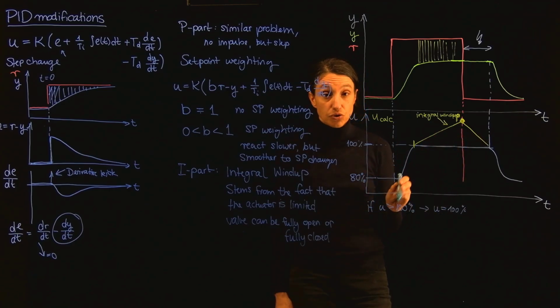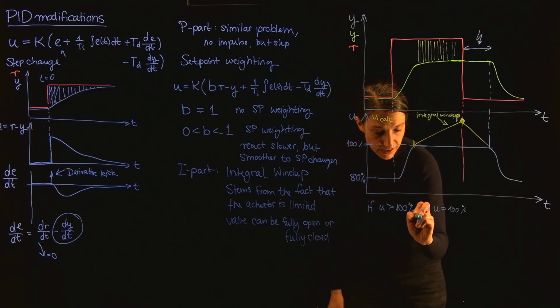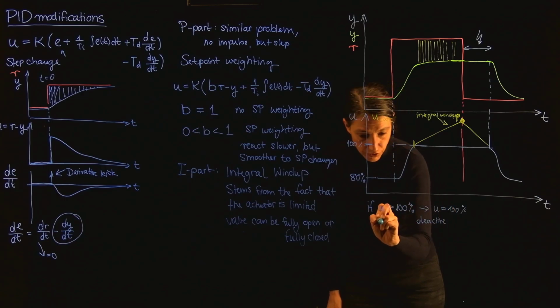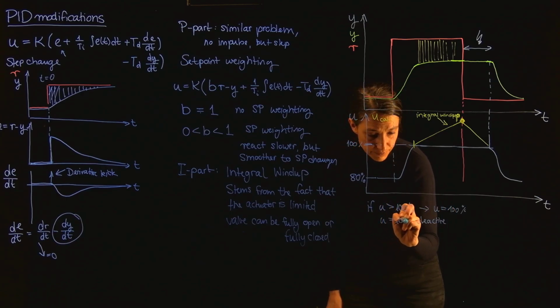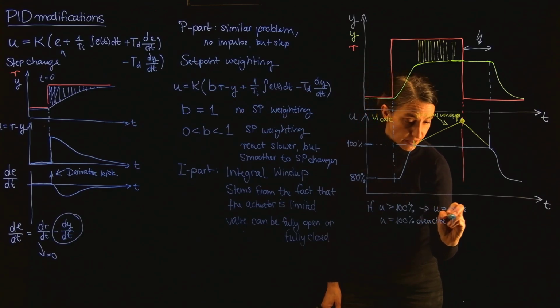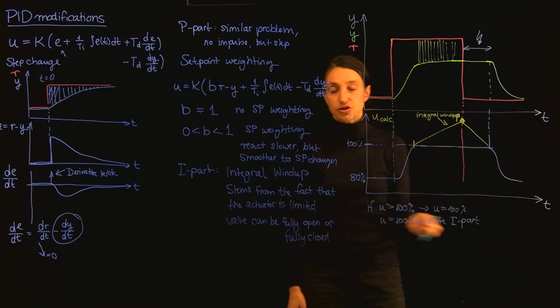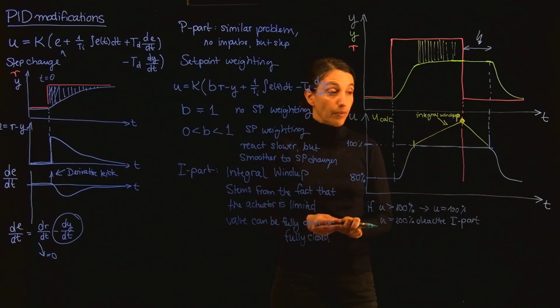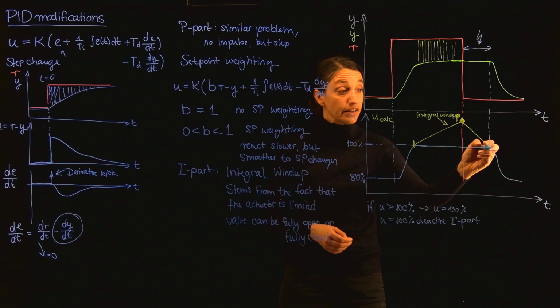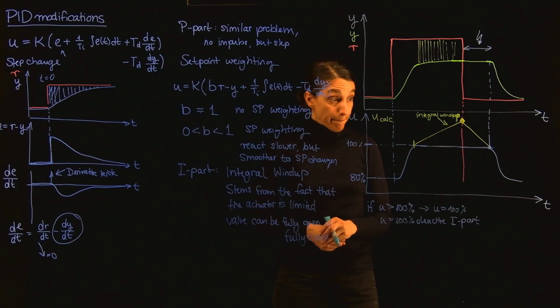What you can also do is, if u is greater than 100, or if u equals 100%, you deactivate the I part. You say, well, I'm not doing an integral part. I stop that. I'm only going to count the integral again once I get to this point. So that's another option. You can do both of them.